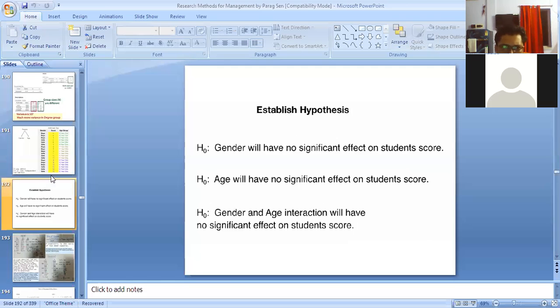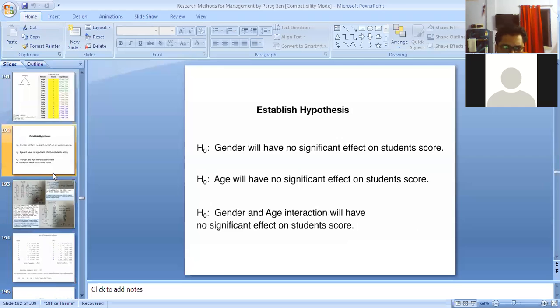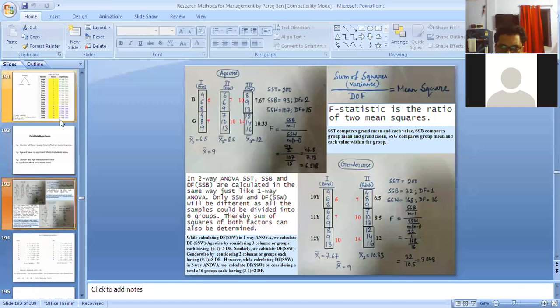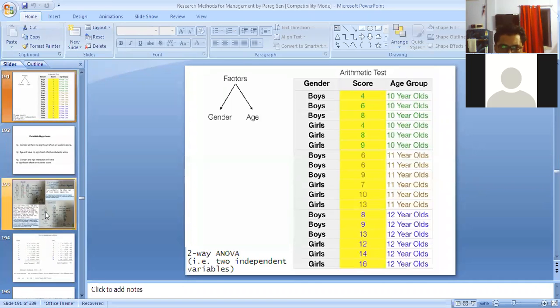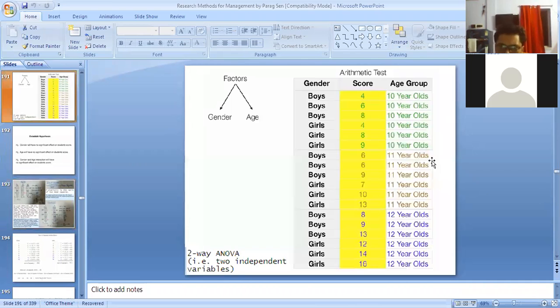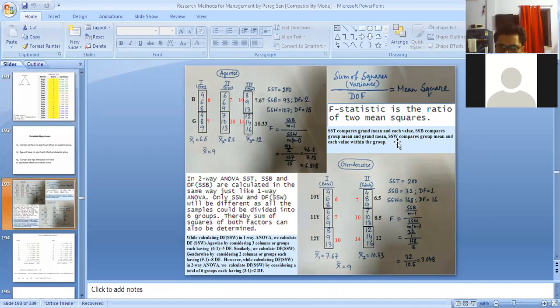So now how to calculate the two-way ANOVA? First, we can rearrange this earlier table in these two ways: one is age wise and another is gender wise. First take a look at the age wise.